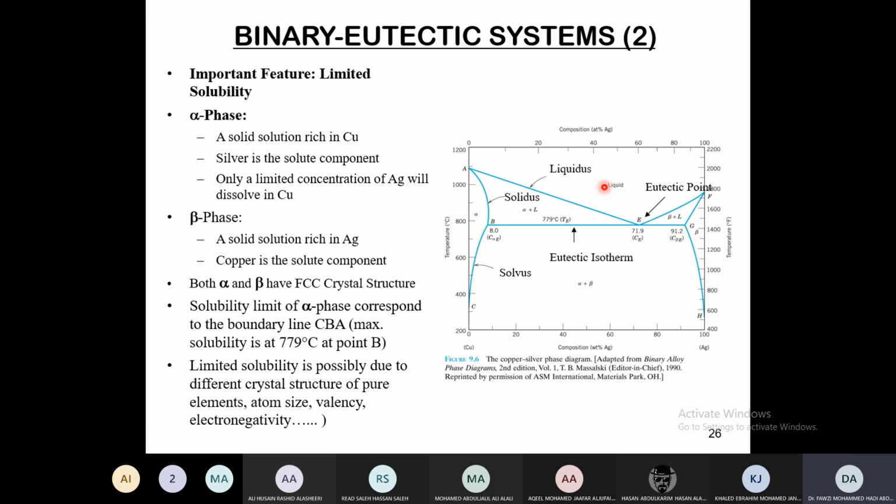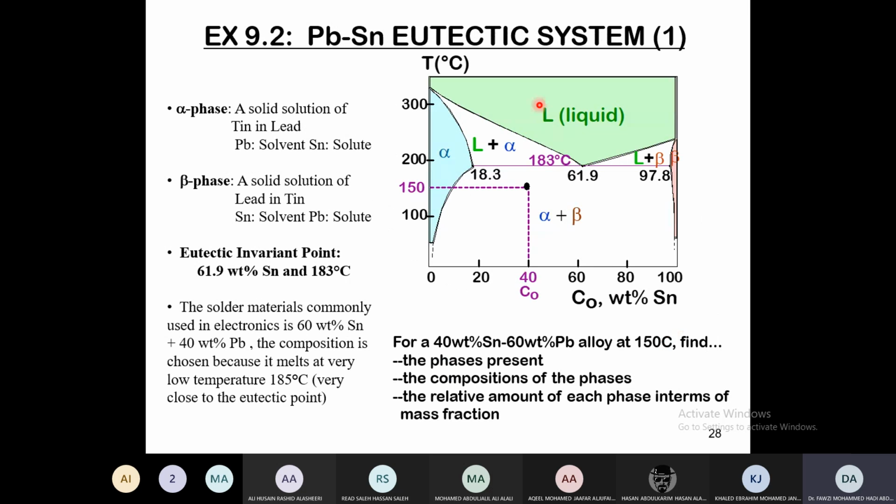Look at this one here. This is the copper-silver. Actually, the shape of the phase diagram is the same, except that the details are different. So we are having, for example, one important point, which is the eutectic point. It is this point. It is occurring at a different composition, of course. This is 61.9. Previously, we had different. The eutectic isotherm occurs at 183 degrees centigrade. There it was 779 degrees centigrade. But the general look is the same.